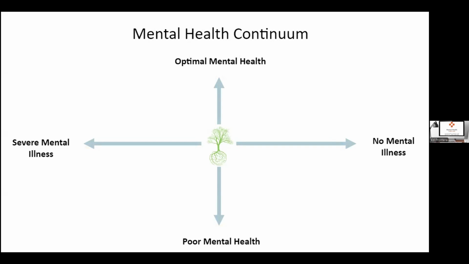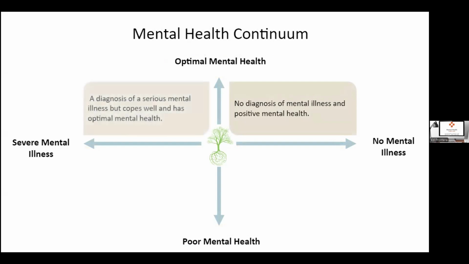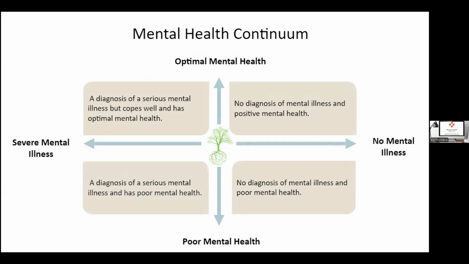It can be helpful to think about mental health in terms of a continuum with quadrants. On one axis, we have optimal mental health and poor mental health. A youth may have no diagnosis of mental illness and positive mental health. Or they may have a diagnosis of a serious mental illness, but cope well and have optimal mental health. On the other axis, we have no mental illness and severe mental illness. A youth may have no diagnosis of mental illness and poor mental health. Or they may have a diagnosis of a serious mental illness and have poor mental health.